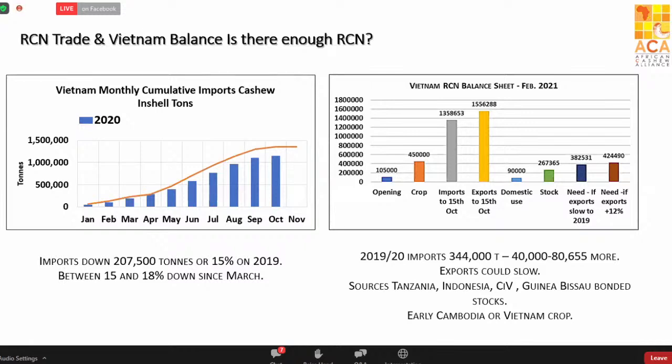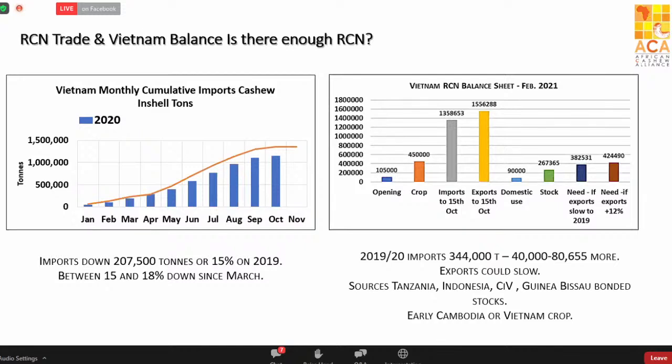That would mean that Vietnam would need, if exports were to slow down again back to the levels of 2019, in other words, if second half of October, November and December exports were exactly the same as 2019, and if that were to continue for January and February, about 380,000 tons. If the figures were to continue as they have been, that increases to about 425,000 tons. Now, it is possible that exports could slow, and many people think they will. Personally, I don't. I think they will stay very strong towards the end of the year.